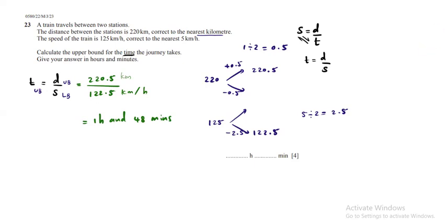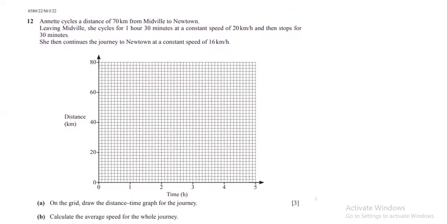Let's move on to the next question that we have. This is a question that is related to speed. We can expect this as well. Now, in this question, a girl cycles a distance of 70 kilometers from Midville to Newtown. Leaving Midville, she cycles for 1 hour and 30 minutes at a constant speed and stops for 30 minutes. She then continues the journey to Newtown at a constant speed of 16 kilometers per hour.